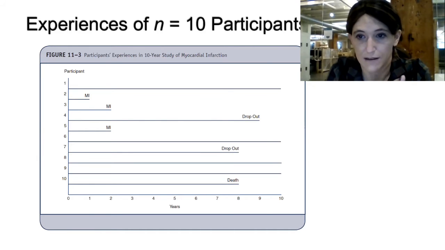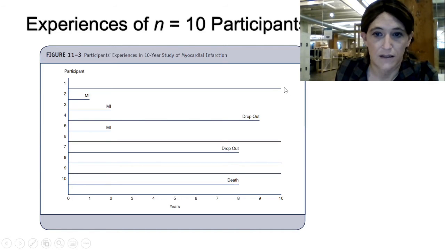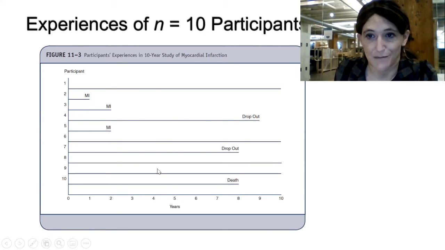So we just get rid of that information, shift everything that direction, and then we can calculate time for each of these participants. So participant 1, time would be equal to 10. Participant 2, time would be equal to 1. Participant 3 would be equal to 2, and so on. So everybody gets a time in the study, regardless if they have the outcome.